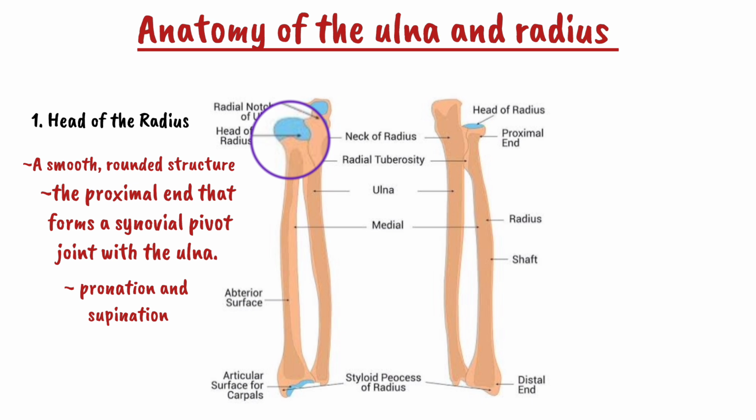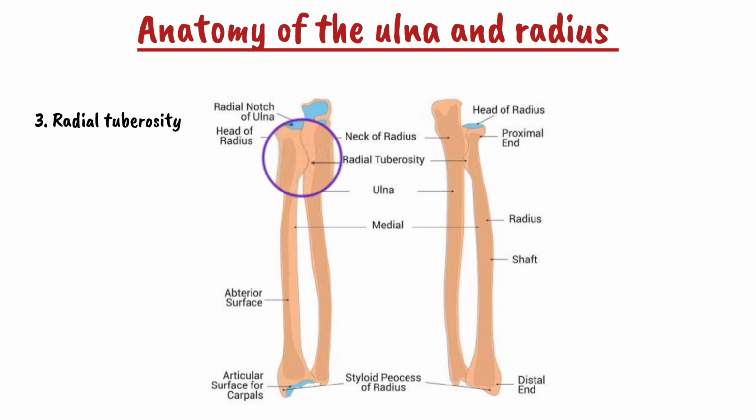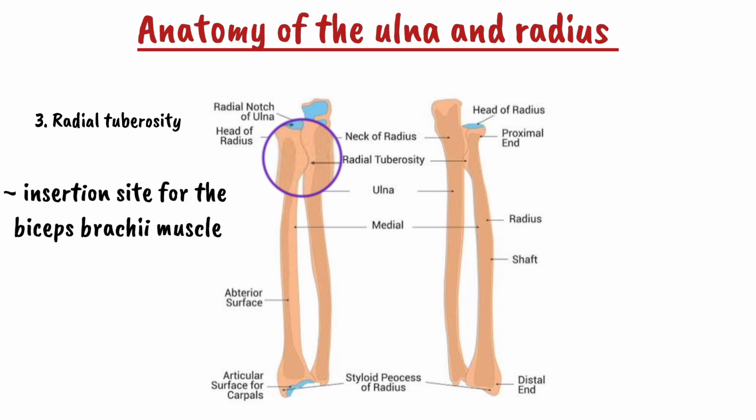Number 2. The neck of the radius. A narrow region just below the head, providing structural support. Number 3. The radial tuberosity. The radial tuberosity is a bony prominence below the neck. It serves as a site of attachment for the biceps brachii muscle, which plays a key role in forearm flexion.